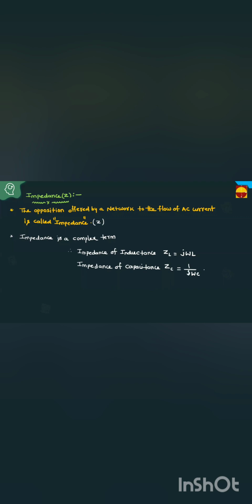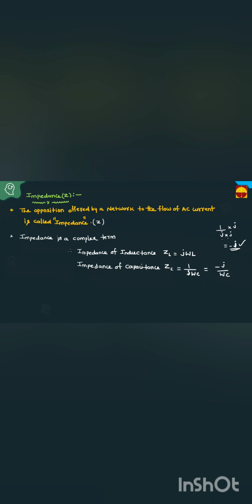If you bring this j into the numerator, it is minus j by omega C. Multiply by j, divide by j. Then j into j is j square, and j square is minus 1. That gives minus j by omega C.